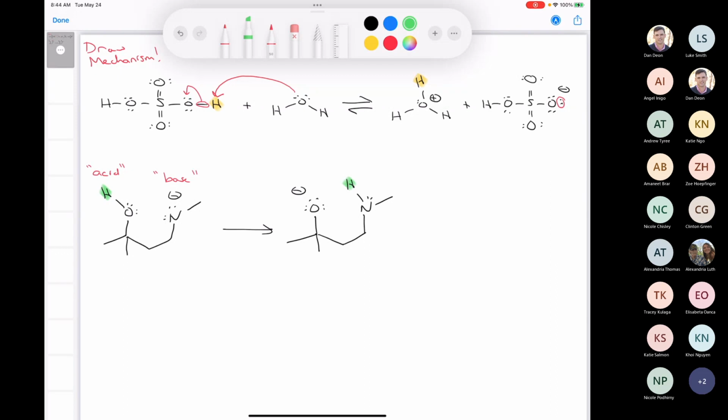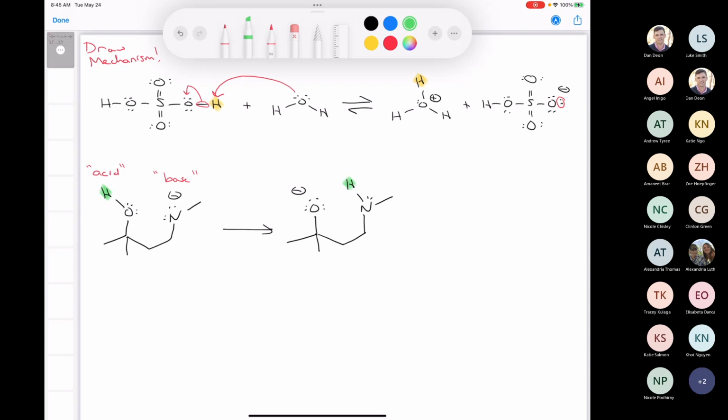Could anybody tell me where the tail of my arrow would start for my first curved arrow? Again, not a trick question. Mr. Dion does not like trick questions.